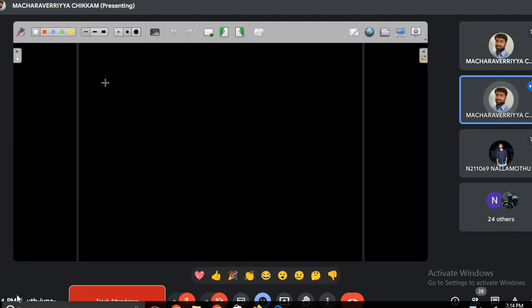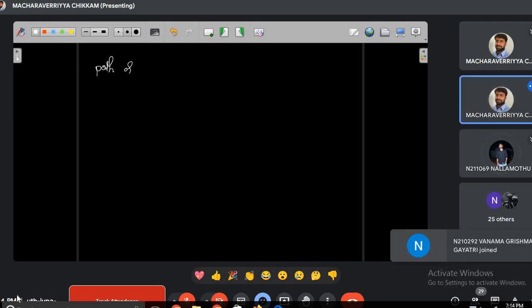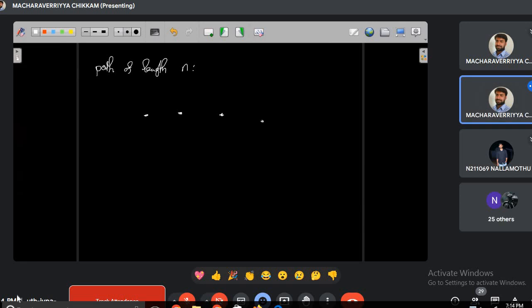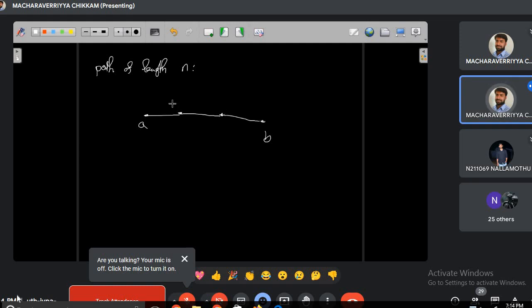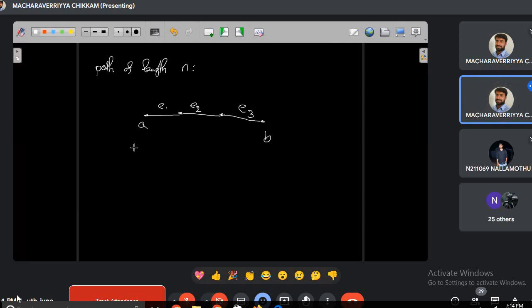So I hope in undirected graphs we have seen what a path is. A path of length n we have defined, right? So it's nothing but, suppose from A to B, if you can travel by 3 edges, then we say it is a path of length 3. We say it is a simple path if edges are not repeated, and also we say it is a circuit if it starts at the same point and ends at the same point. The starting and ending points of the circuit must be the same.